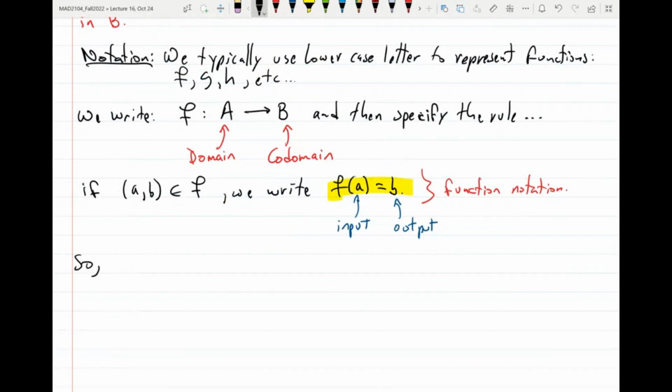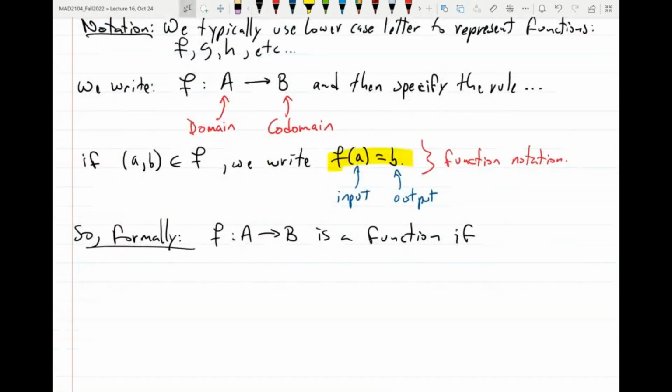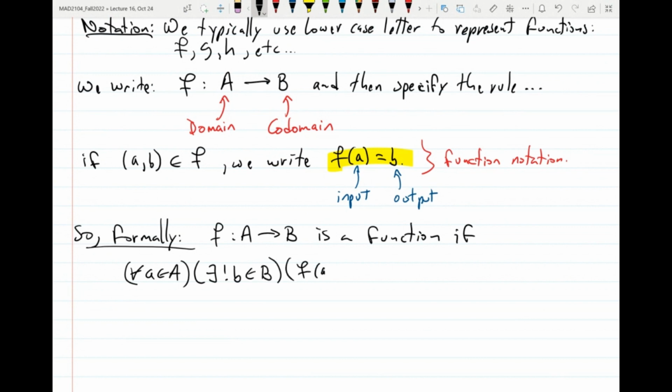So formally, is it one or two L's? Two L's? Okay, so formally we say that f from A to B is a function if the following happens. For every element in A, there exists a unique element in B such that f of A equals B. In other words, for every input, there is only one output. It's basically what we're saying.